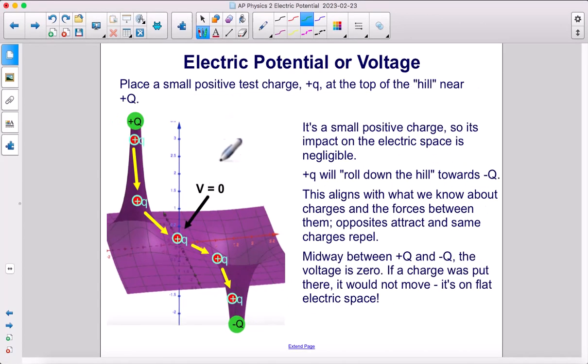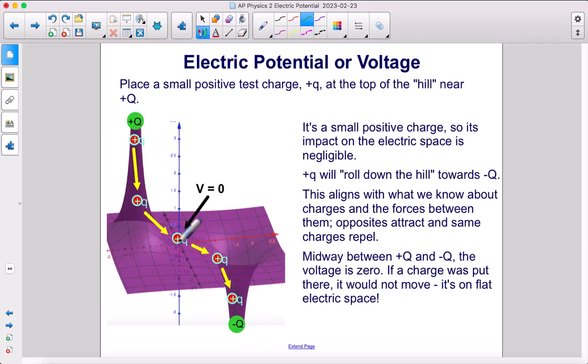If you were to place a small positive test charge, plus q, this little charge here, near big Q up here, it would roll down the hill into the valley. And this does go along with what we know already. These two charges would be repelled. So this charge would be repelled from that one and be attracted to the negative charge. So plus q will roll down the hill from plus Q up here all the way down to this valley.